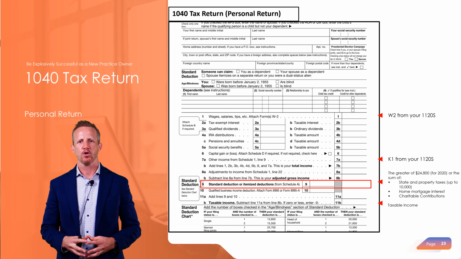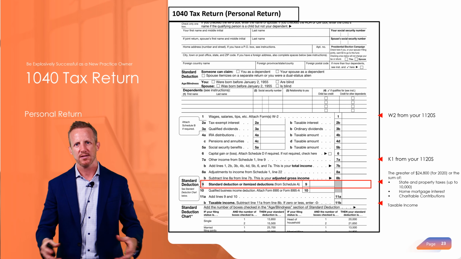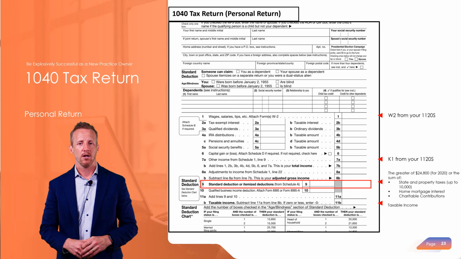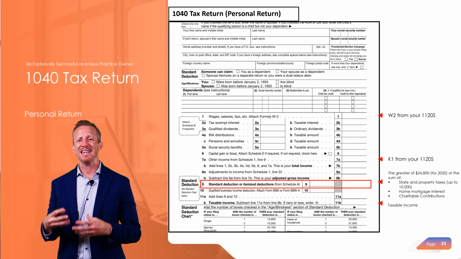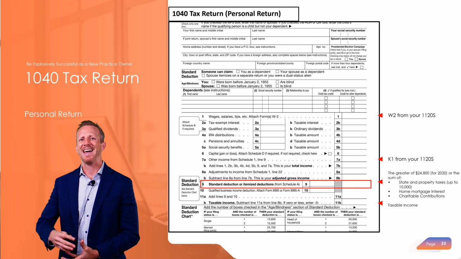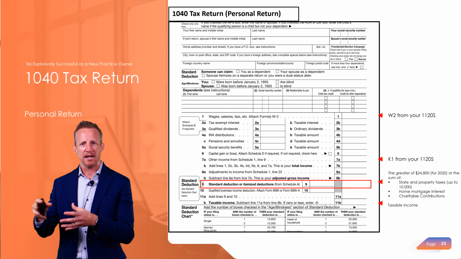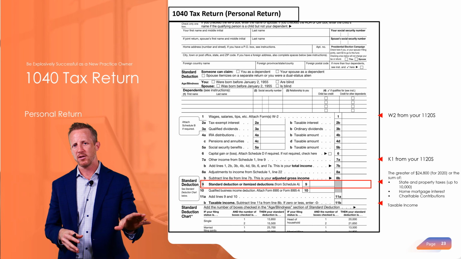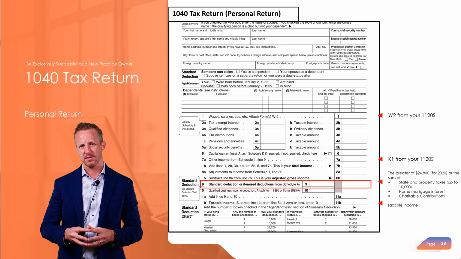And as of 2020, for married filing joint tax return, that deduction is $24,800. So you get to reduce whatever your income is up above from your W-2 and your K-1 by $24,800. Or your itemized deductions, if those itemized deductions exceed your standard deduction. Also, relating to your standard deduction, if you're single, it's going to be half that. It's going to be $12,400.